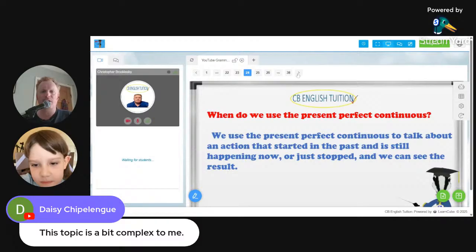So can you read, Varvara? When do we use this tense? We use the present perfect continuous to talk about an action that started in the past and is still happening now, or just stopped and we can see the result.